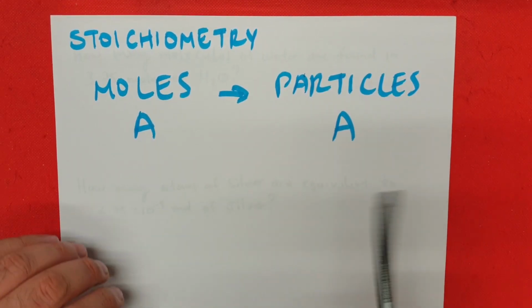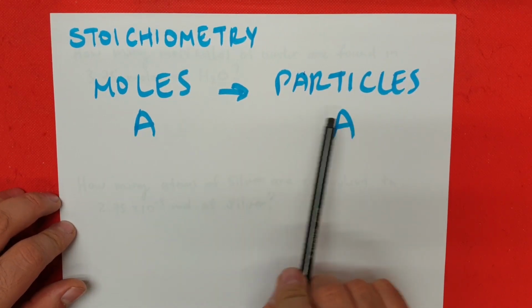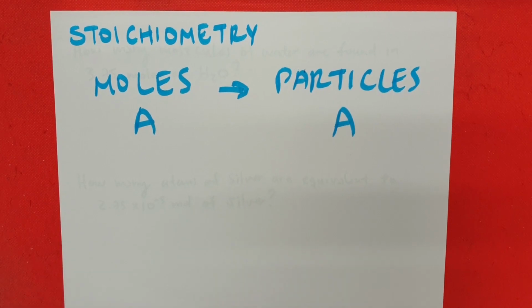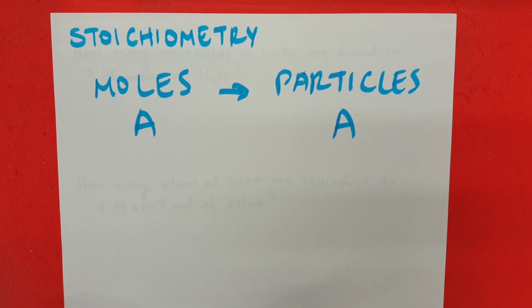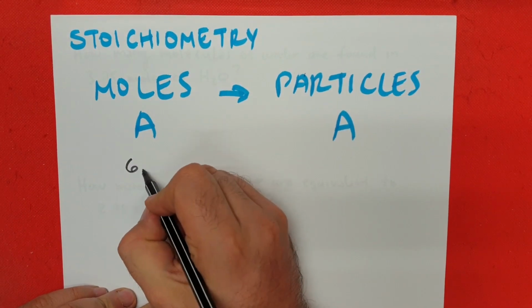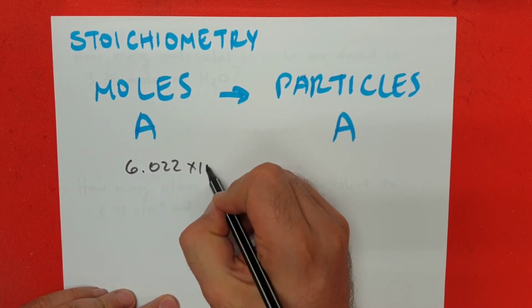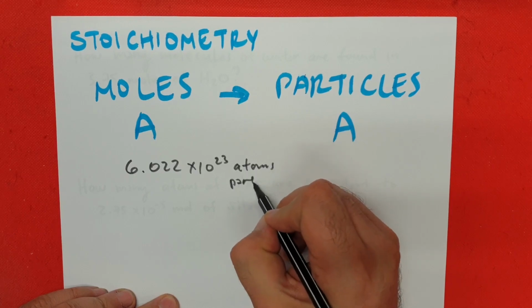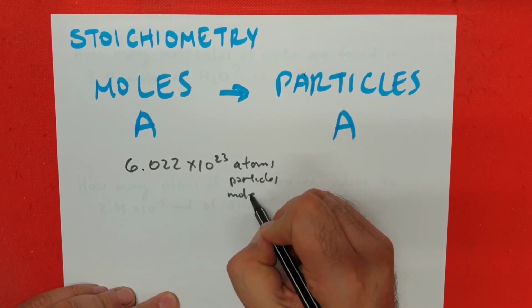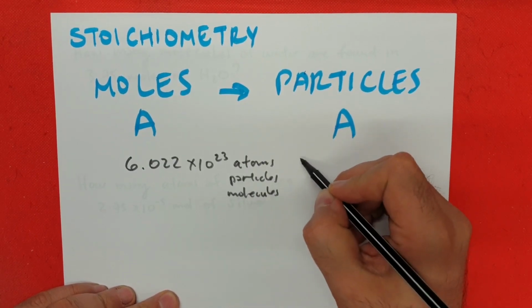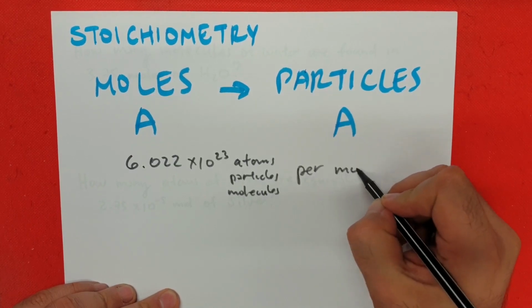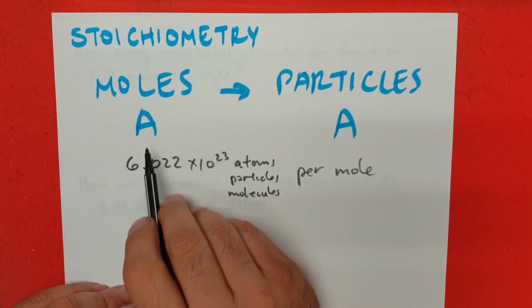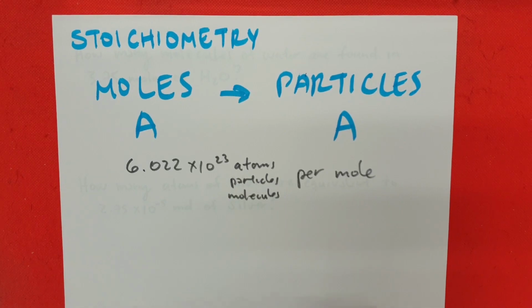In order to convert from moles of A to particles of A, where A is the same substance, we're going to need Avogadro's number once again. Remember that Avogadro's number is 6.022 times 10 to the 23rd atoms or particles or molecules per mole of any substance. In this case of A, right?